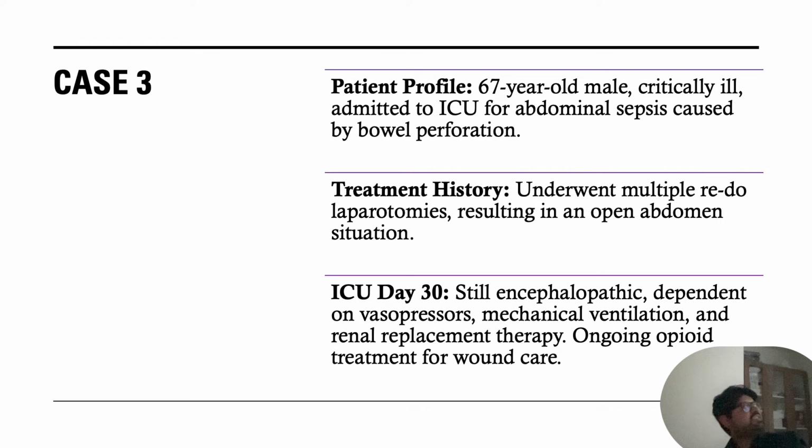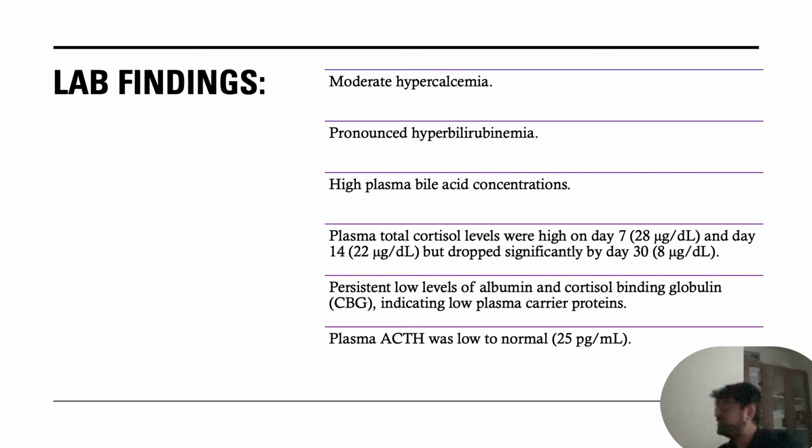So this is a 67-year-old patient, critically ill, admitted to the ICU for abdominal sepsis with perforation, and he underwent multiple redo laparotomies resulting in an open abdomen. And still the patient was encephalopathic, dependent on vasopressors, mechanical ventilator, renal replacement therapy, opioid use, etc. So this is day 30. It's a typical long ICU stay patient, right? So we see this patient, right?